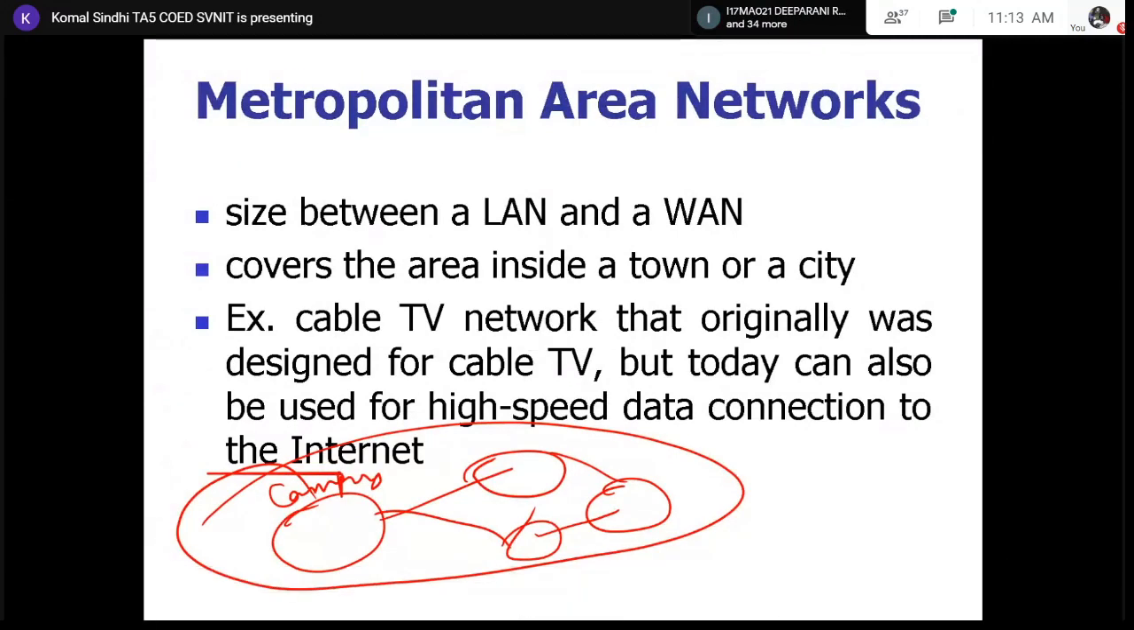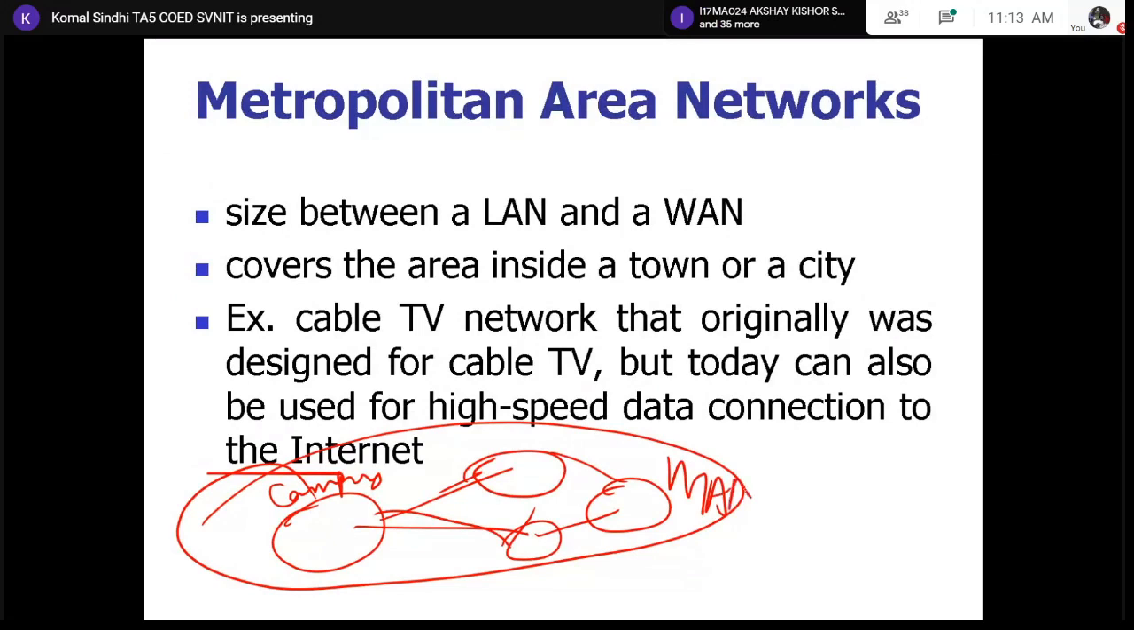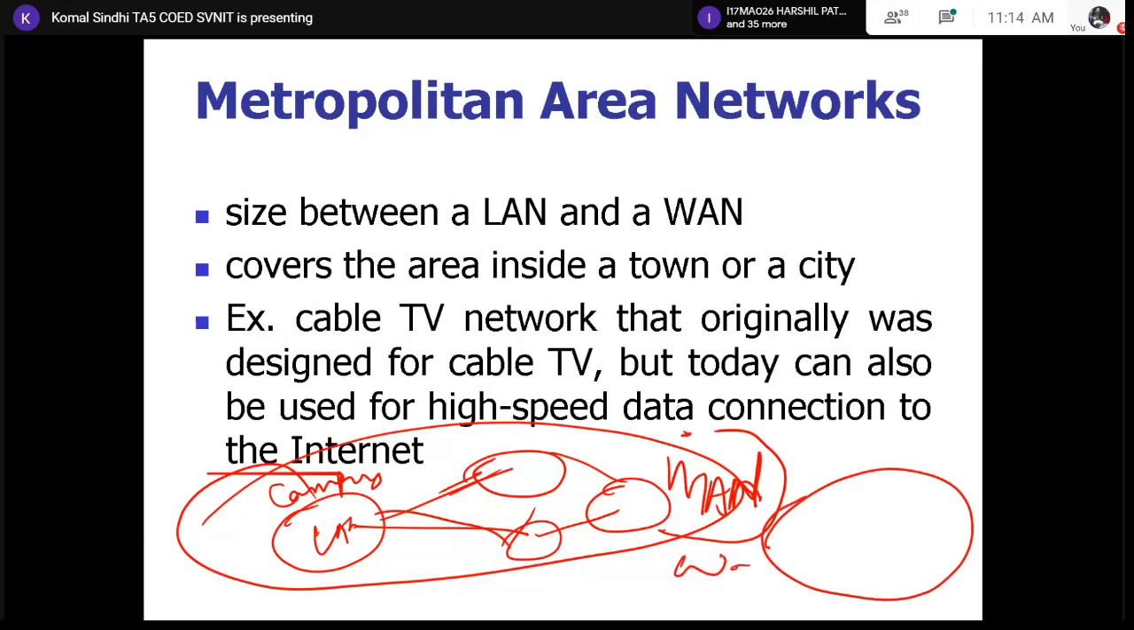Let's say every campus in this city is connected to each other, right? It is a metropolitan area network, where various campuses, or you can say various LANs, are connected to each other. Now, when various cities are connected to each other, let's say this is city 1 and 2, you can say it is a wide area network.